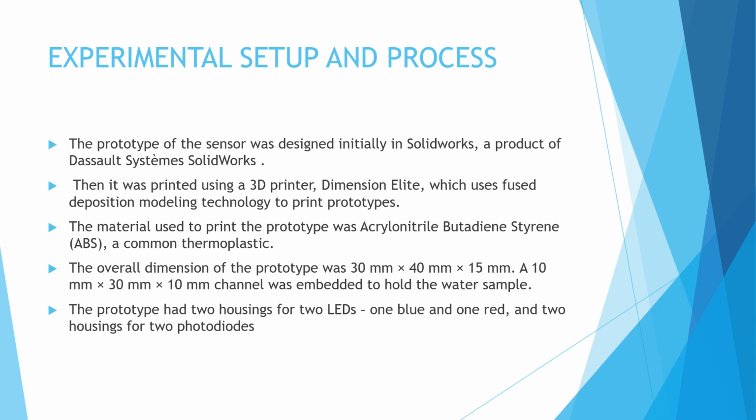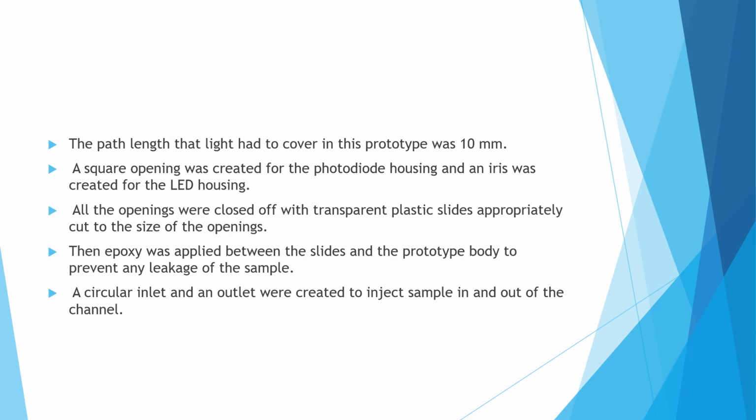The overall dimension of the prototype was 30 mm by 40 mm by 15 mm. A 10 mm by 30 mm by 40 mm channel was embedded to hold the water sample. The prototype has two housings for two LEDs, one blue and one red, and two housings for two photodiodes. The path length that light had to cover in this prototype was 10 mm. A square opening was created for the photodiode housing, and an iris was created for the LED housing.